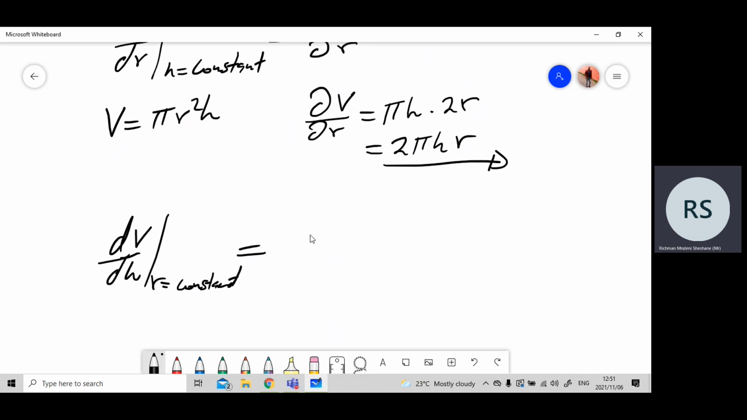So again, in partial notation, this is a partial derivative of V with respect to H. This means we treat other variable as constant. In this case, the other variable will be R. It will be a constant. So this partial derivative of V with respect to H, so let's deriving V with respect to H. So we're gonna treat this as a constant. Now let's deriving H. So when we're deriving this with respect to H, it will be pi r squared times 1. So the answer is just pi r squared there.